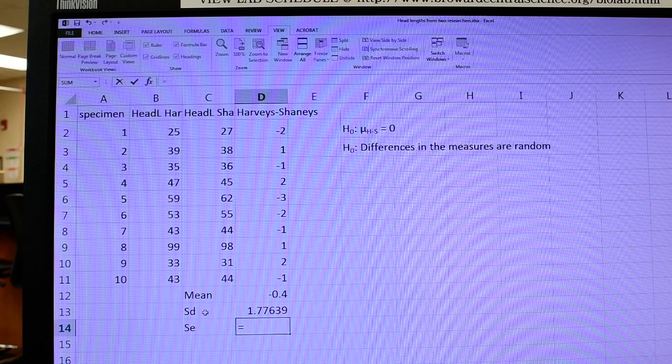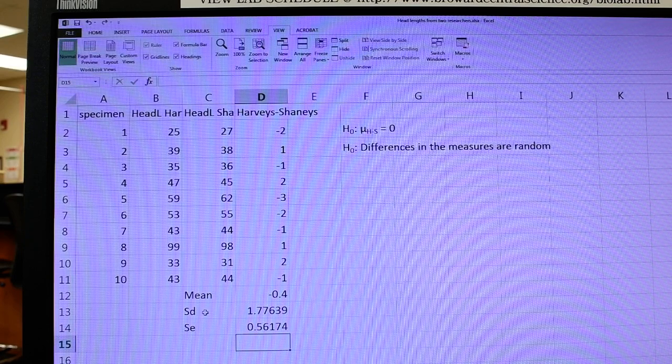Let's see. So we want D13, all right, over, and then you have to put a little thing like this, square, no, actually, let's see. I think it's SQRT, like square root, and then you put n, so there's 10 of these specimens. All right, put that in there. Okay, so that gives us the standard error.